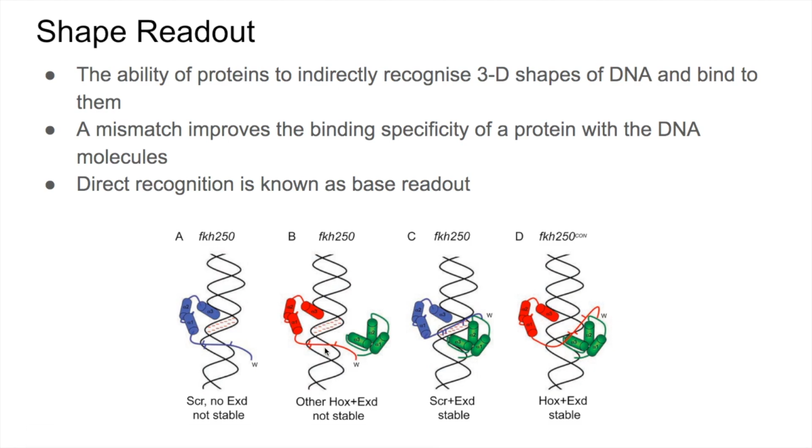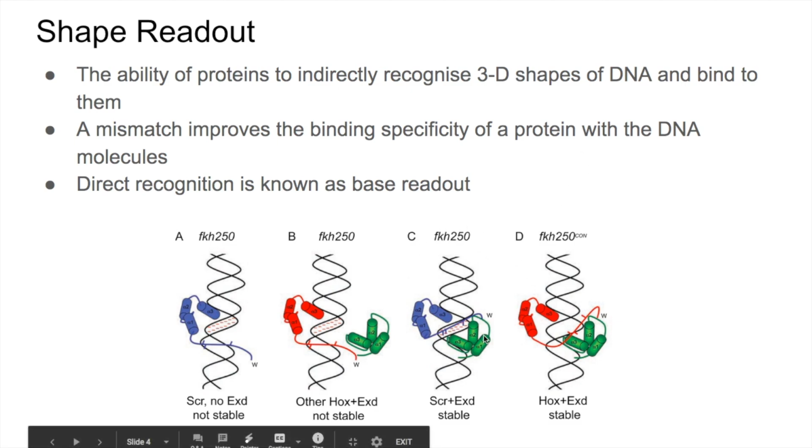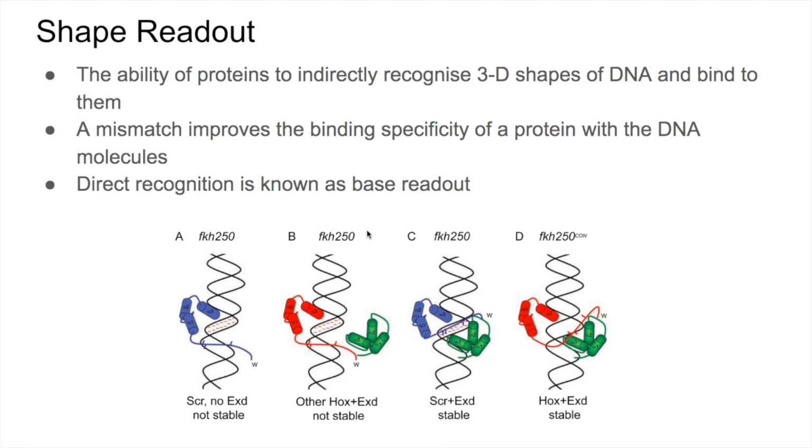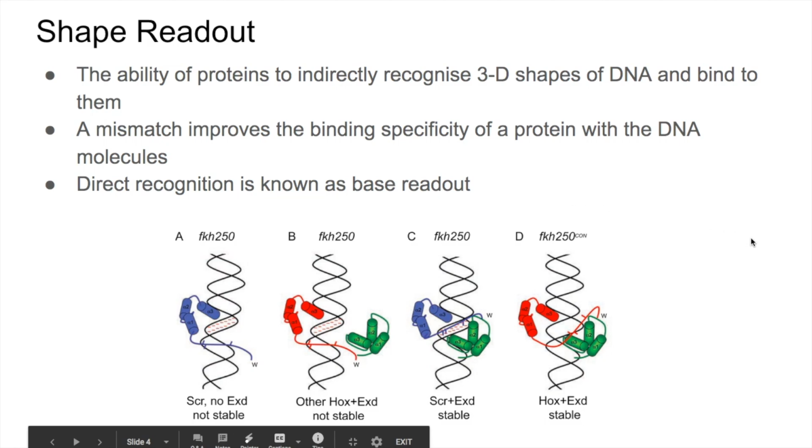But what is registered is the shape. And that's what helps proteins to bind to their complementary DNA molecules. And a mismatch also improves the binding specificity of a protein because it does all the work, as I spoke before, about paying the energy cost that is no longer to be paid by the protein. All of that work is done by the mismatch itself.